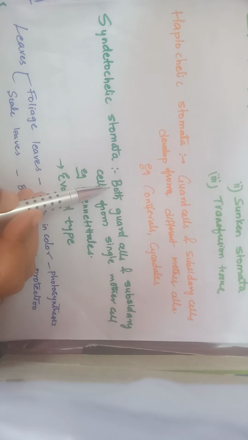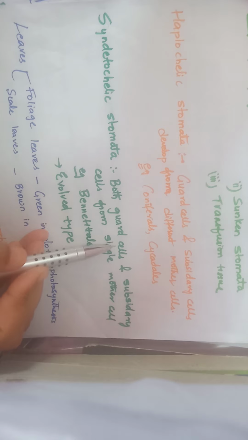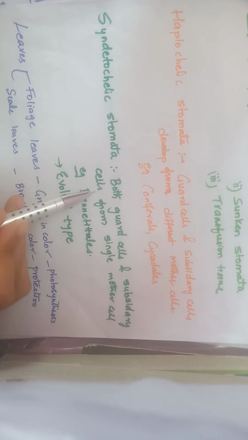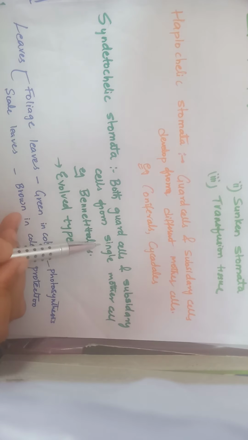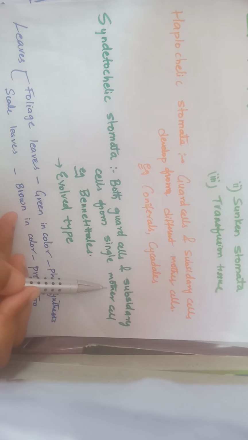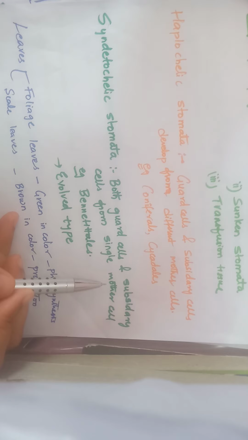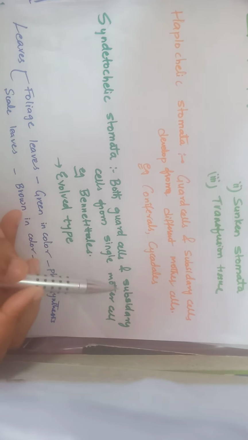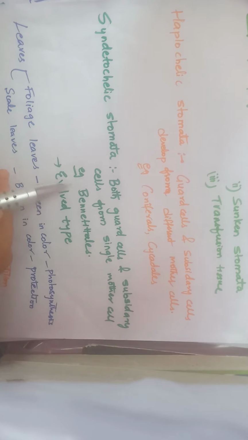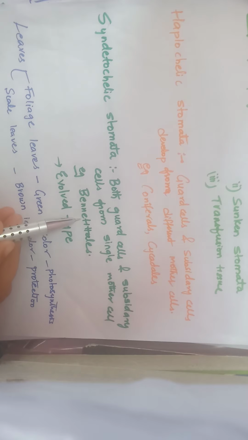In this type of stomata, both the guard cells as well as the subsidiary cells arise from a single mother cell, meaning a single type of mother cell. It will give rise to both guard cells as well as subsidiary cells. An example for that is the Bennettitales.